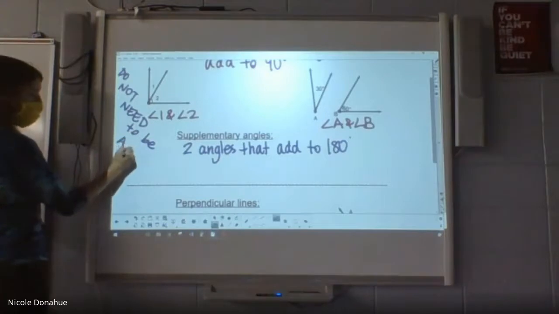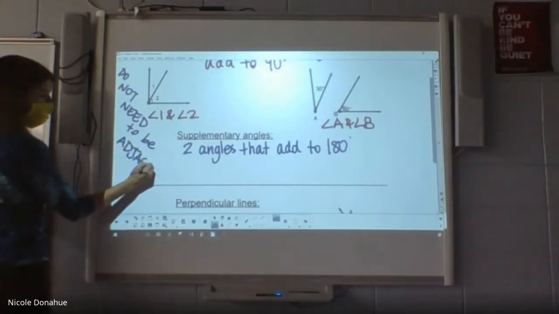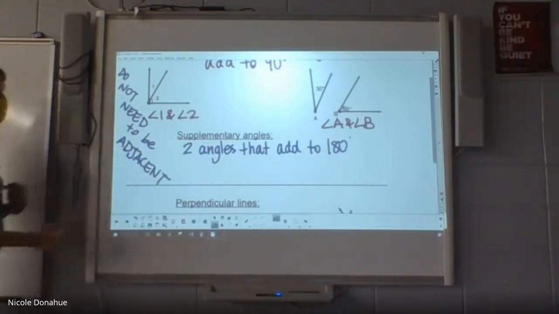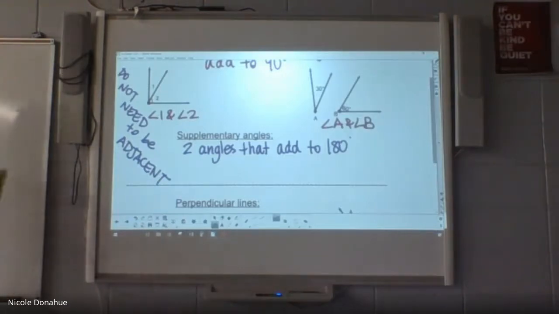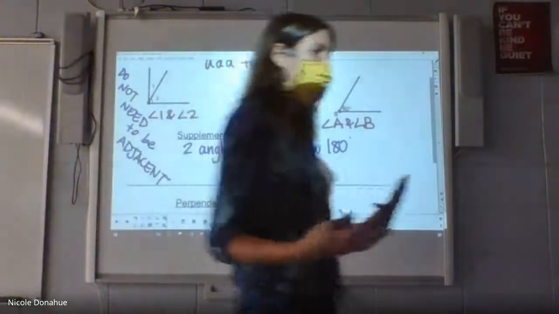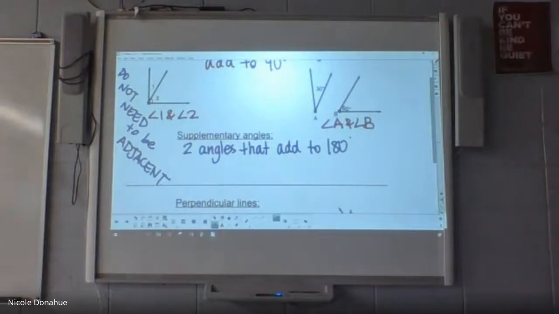Now they can be, but they don't have to be. So that's important to be aware of. So long as I have an angle that's 60 and 120, they add to 180, those are supplementary angles. Okay.